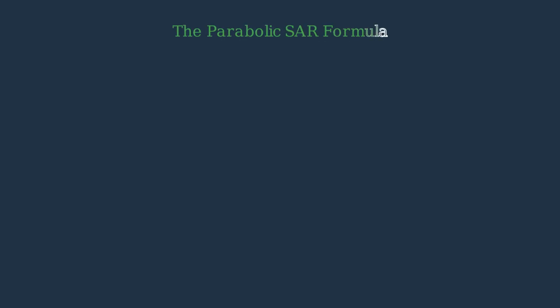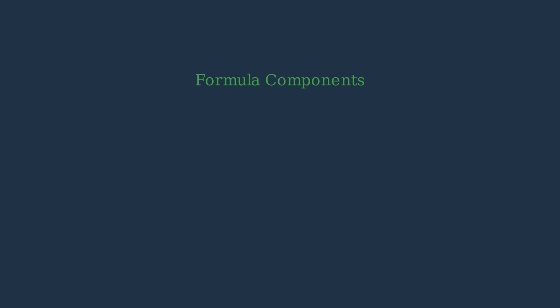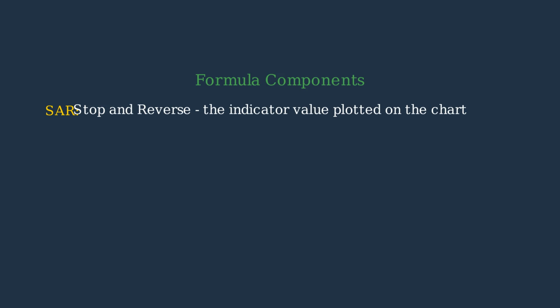The parabolic SAR indicator is calculated using a precise mathematical formula. The main formula is current SAR equals prior SAR plus the acceleration factor times the difference between the extreme point and prior SAR. Let's break down each component of the formula to understand how it works. SAR stands for stop and reverse. This is the actual indicator value that gets plotted on your chart as dots.